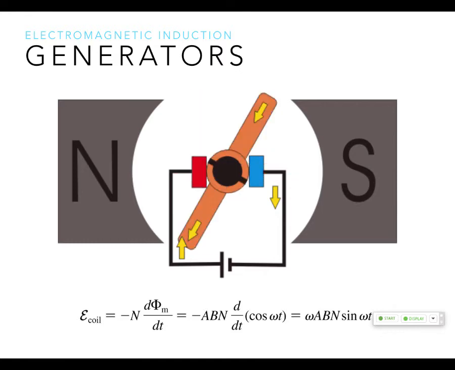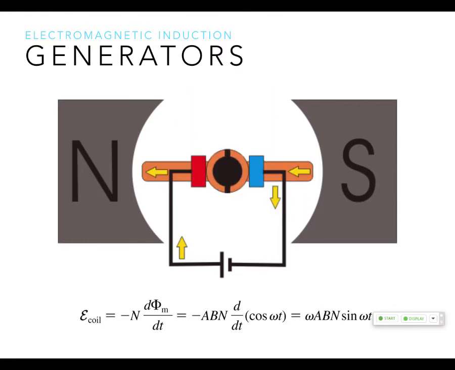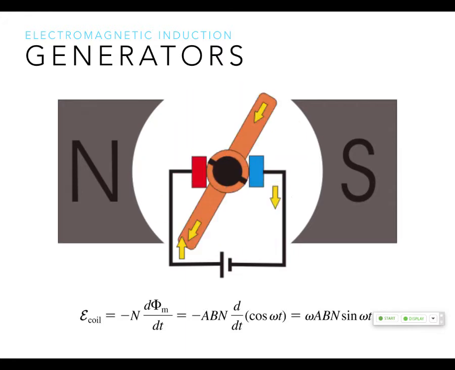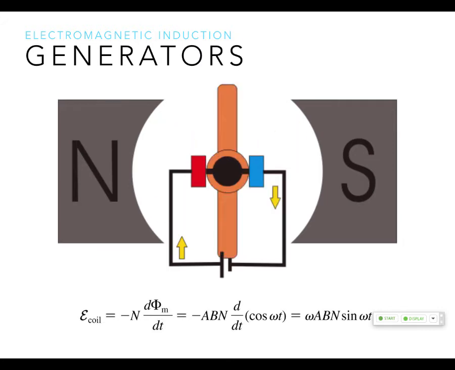Okay, so if you add more loops, you're just adding area. So that's just more area. So just n times A. Okay, so yeah, that's how this works. This is what we just did over here.